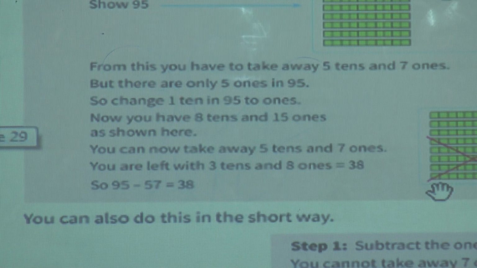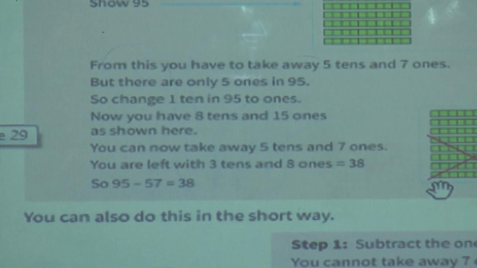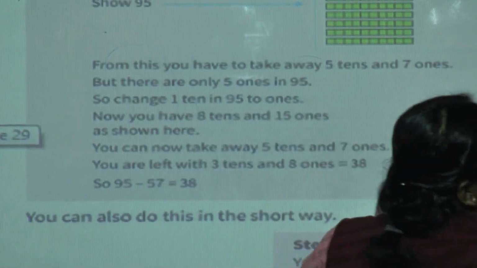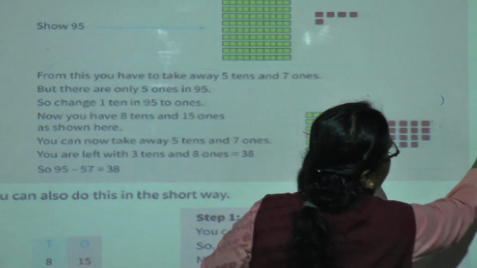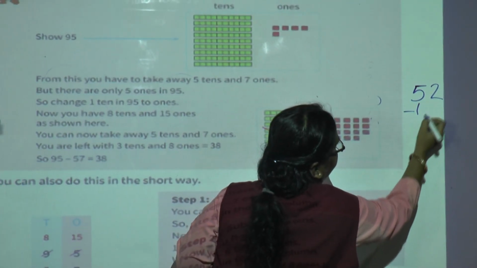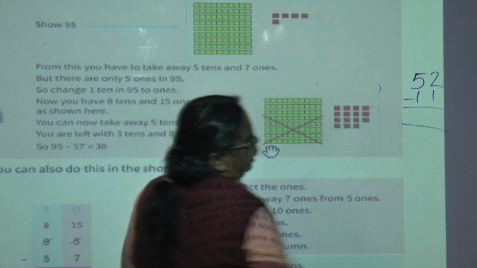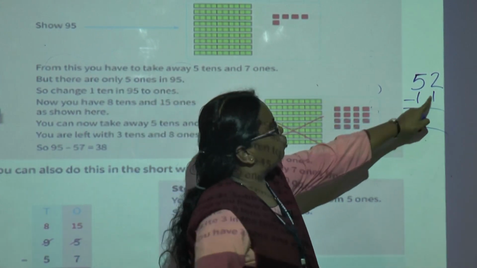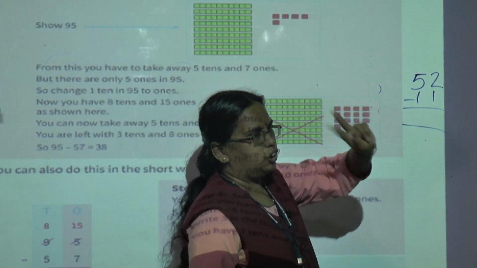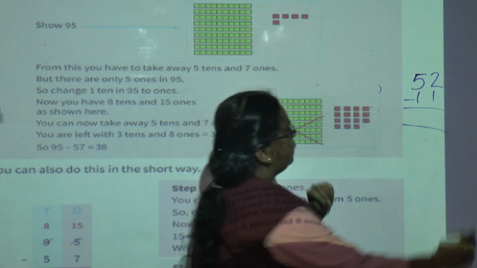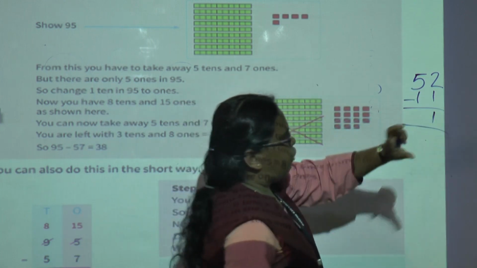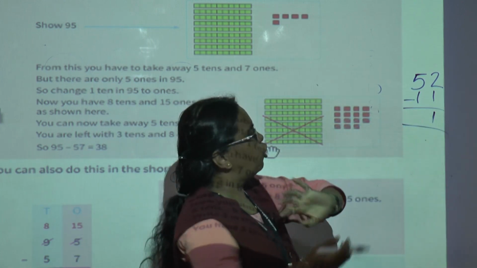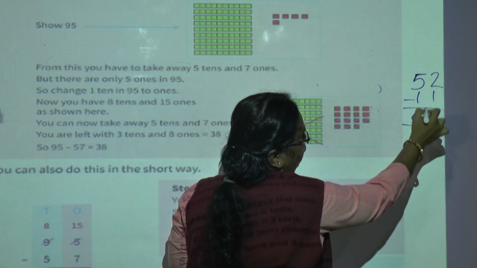Now see here, for example, how you have done here. I will just show an example. 52 minus 1. In this way you have done. 2 minus 1 it will go. 2 fingers, cut 1, 1 is remaining, and here 5 fingers, cut 1, 4 is remaining. In this way you can do.